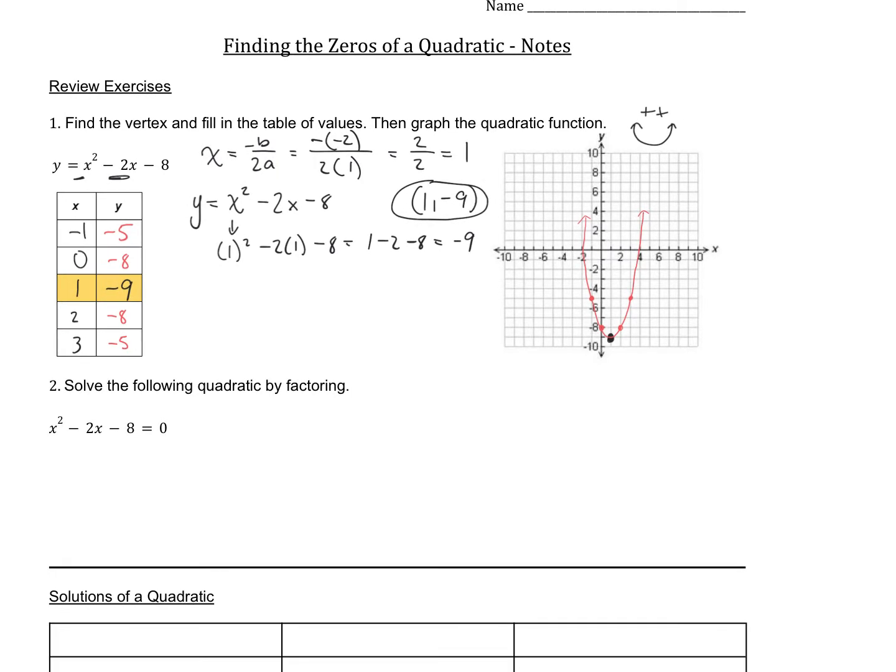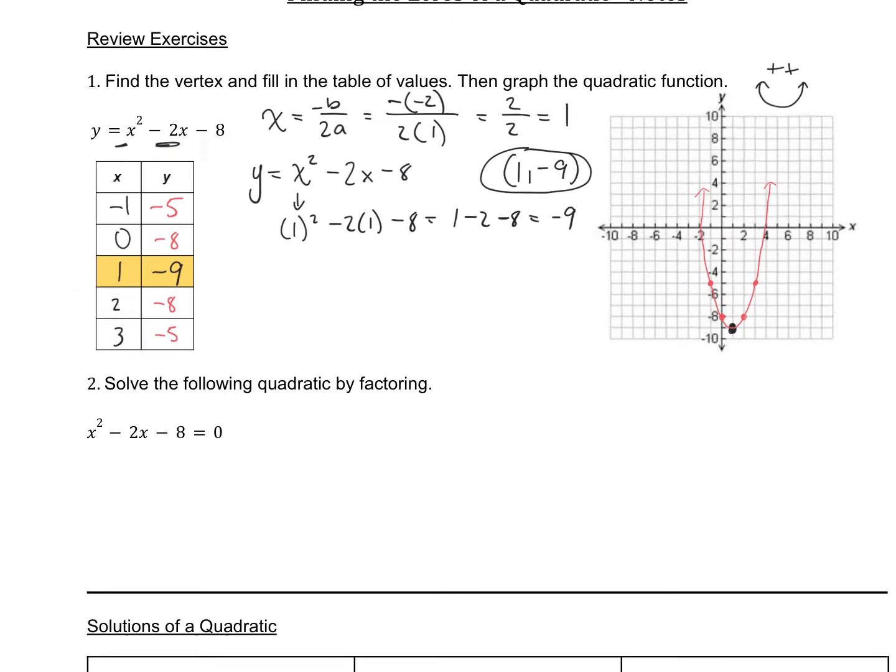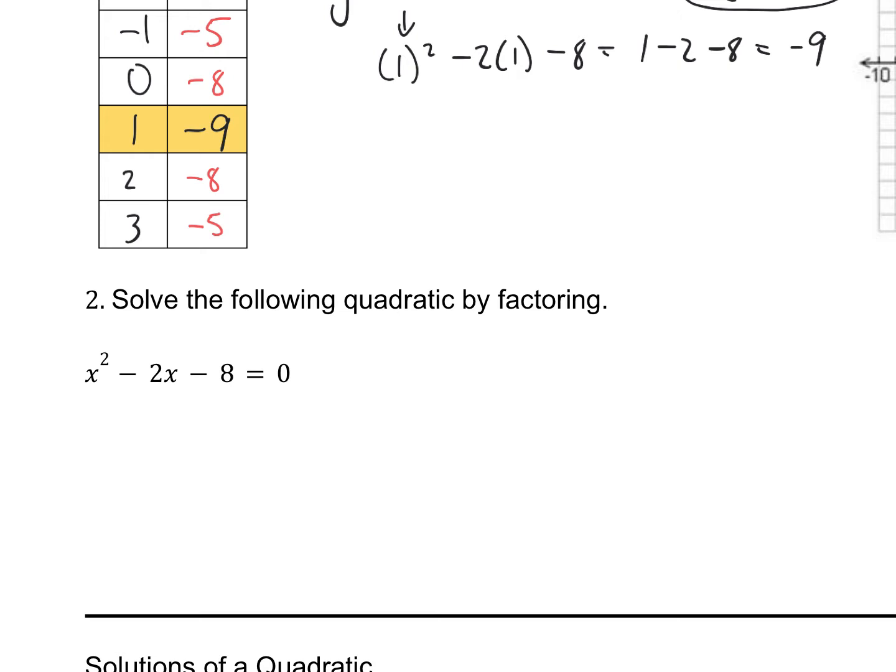And this is actually going to take us back to something we learned last unit. So this one asks us to solve this quadratic by factoring. So let's remember back to last unit. We need 2 numbers that multiply to give me this last number of negative 8. And I want those numbers to also add up to give me this negative 2 here.